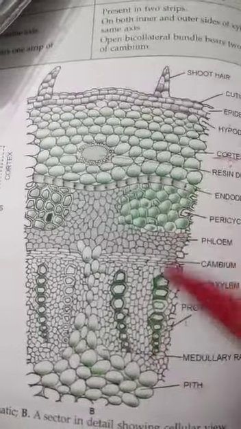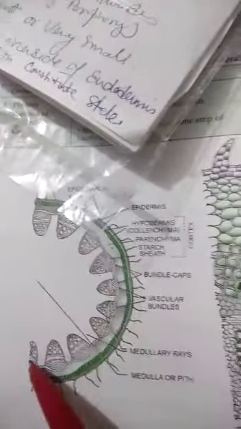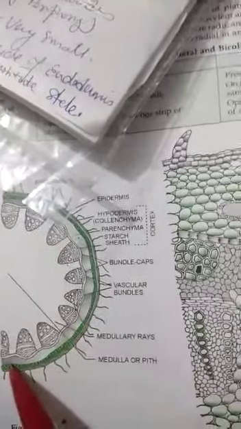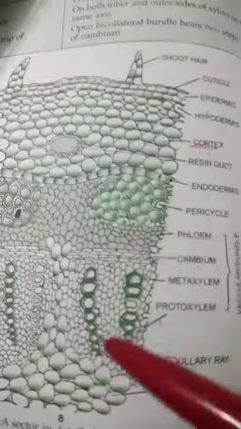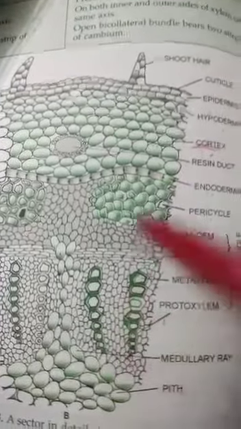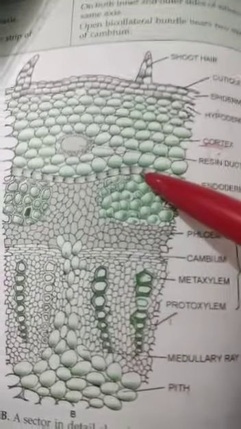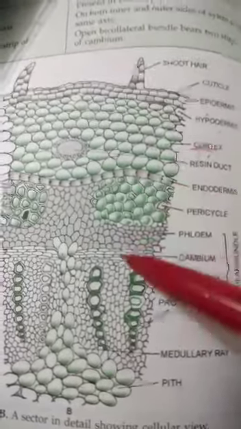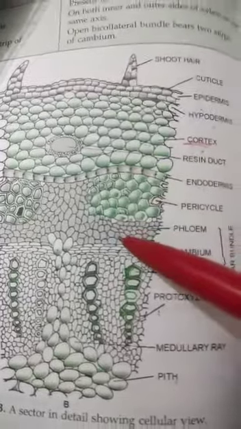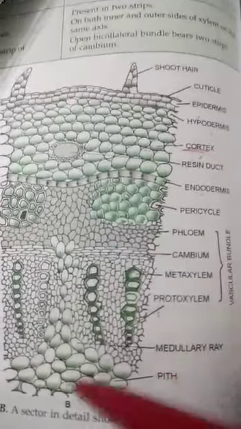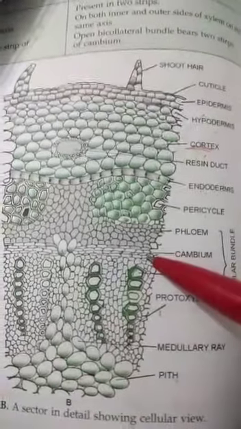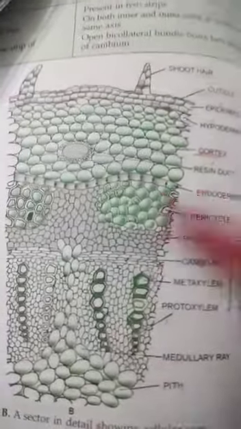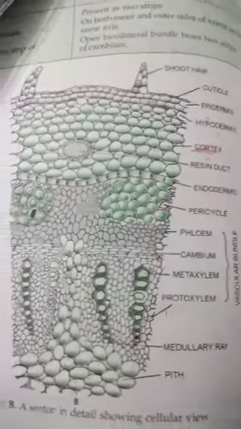So what type of vascular bundles are present? These vascular bundles are arranged in rings. Number two, both xylem and phloem are present on the same radius, hence they are called conjoined. Phloem is on the outer side, so collateral, and metaxylem is towards inside, so endarch, and cambium is present, so open. So these are the characteristics of the vascular bundle.